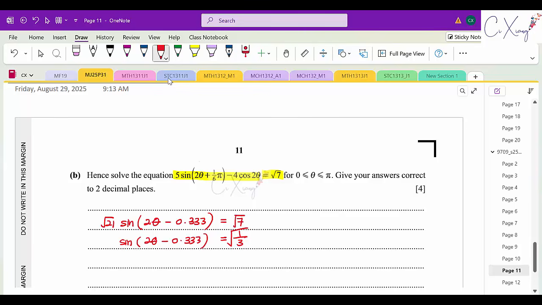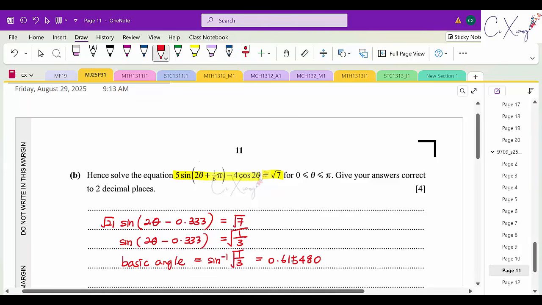Alright, then before we can get the answer for the theta, we need to get the basic angle first. So the basic angle will be sine inverse square root of 1 over 3. What's the basic angle that we get? I get a long value, right? So I try to keep it longer so that I simplify the answer in the very last step. Alright, yeah. So I keep my answer longer.